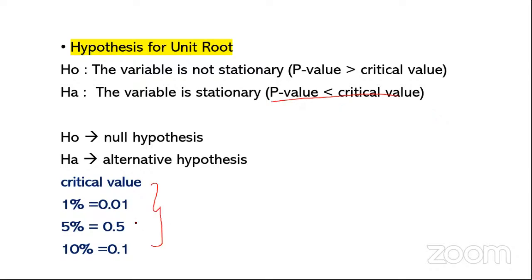Oh, sorry, this is 0.05. 1%, 5%, 10%. So you don't have to see the tables to make sure what the critical value is. This is already given, so it is easy for you.